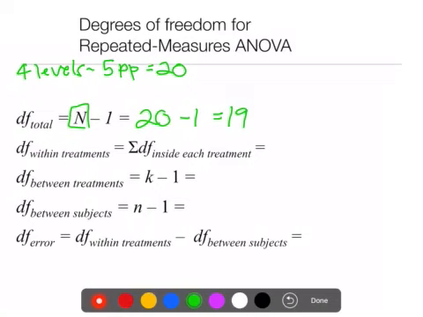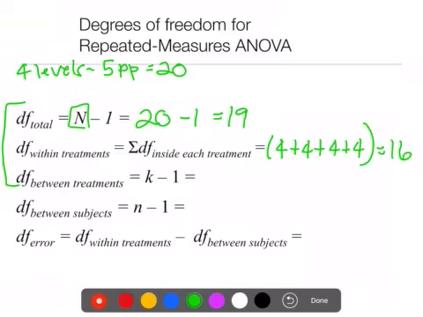Degrees of freedom within treatment, we're still doing these 3 like we would a one-way ANOVA. So we have 5 scores in each of the 4 treatments. So we have degrees of freedom 4 for each of them. And again, there are 4 different ones, which is equal to 16. Our degrees of freedom between treatments, again, we have 4 levels. Those 4 minus 1 is equal to 3.